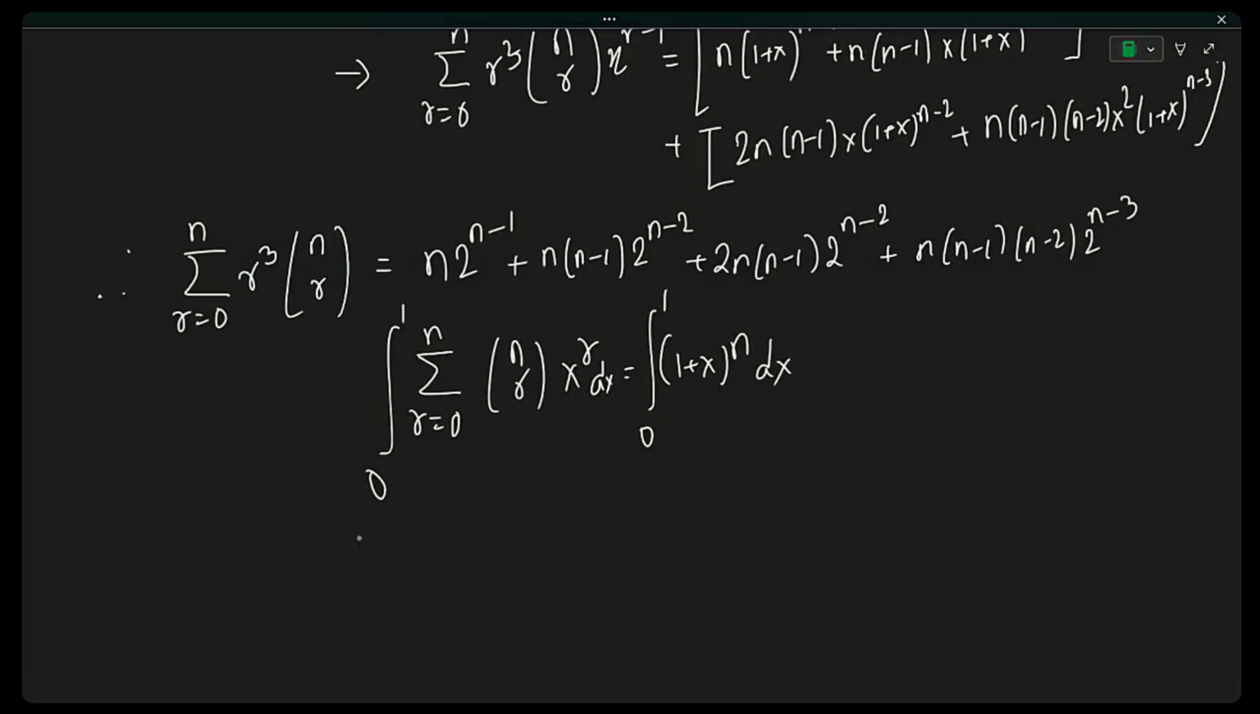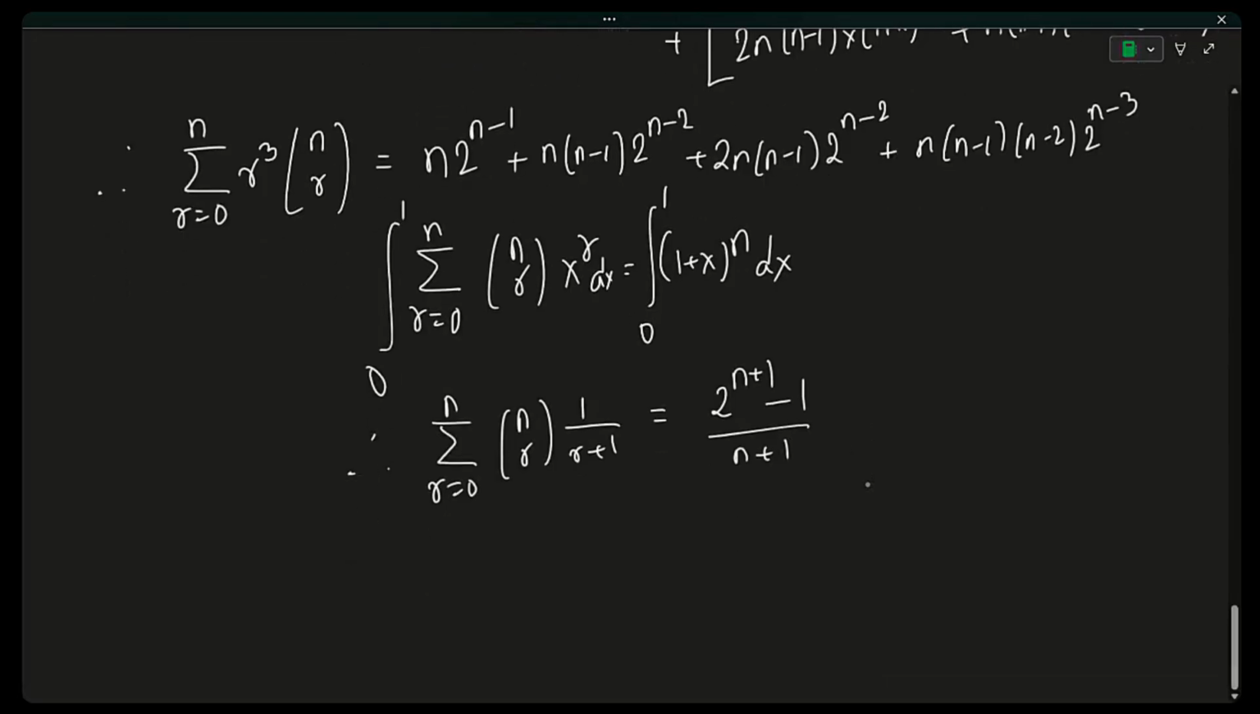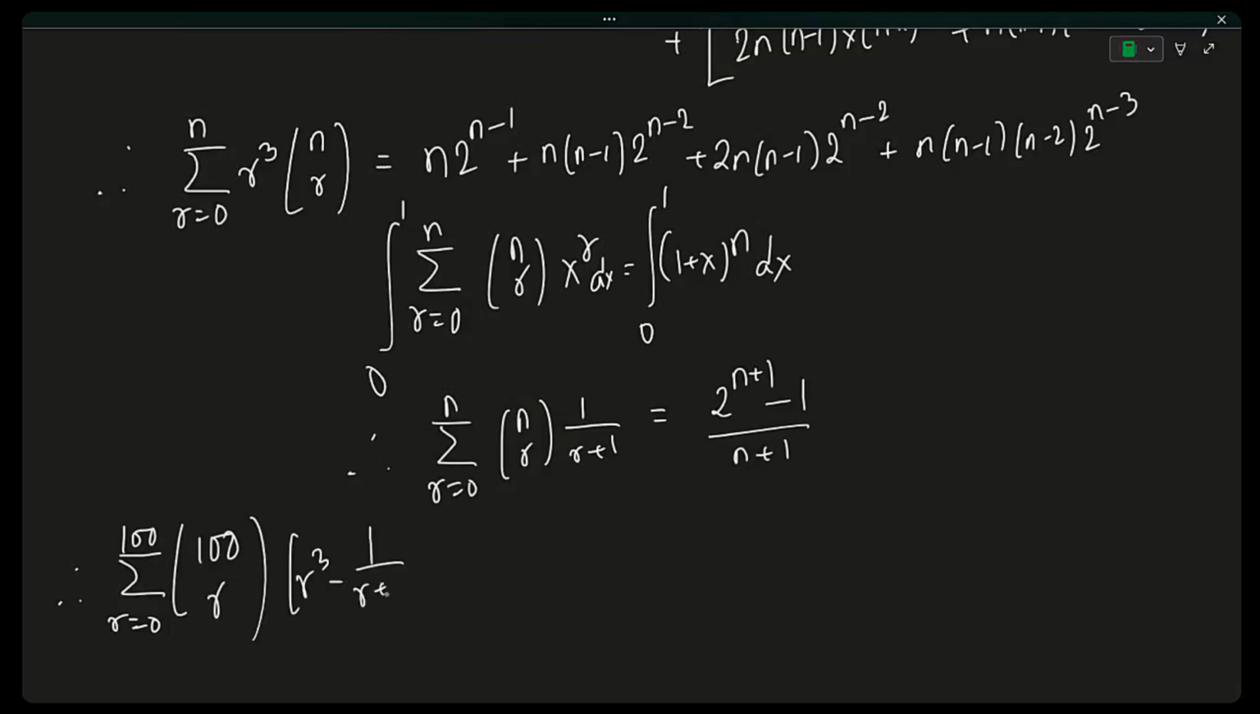Okay. What do you get? Therefore, you get summation r equals to 0 to n nCr 1 by r plus 1, which is what was given. And on the right hand side, you simply get (1 plus x) whole to the power n plus 1 by n plus 1, which is nothing but 2 to the power n plus 1 minus 1 by n plus 1. And therefore, your summation for 100 should look something like this. Summation r equals to 0 to 100 nCr into r cubed minus 1 by r plus 1 should be equals to, put n equals to 100.